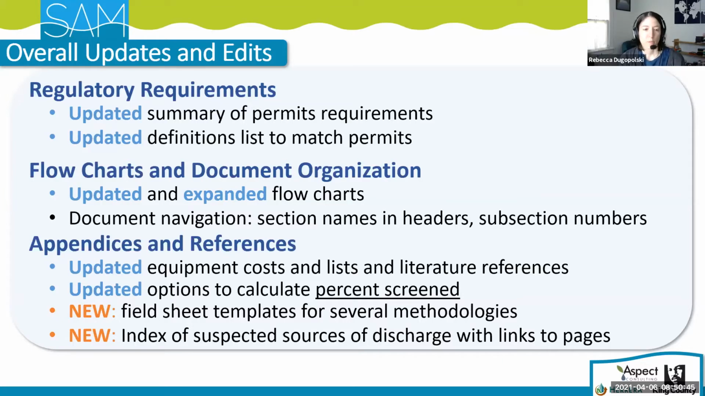In the appendices, Appendix A, we updated the equipment costs and lists and literature references and updated options to calculate percent screened. And then there's also some new information. There's a new field template in, I believe it's Appendix B, with the rest of the field templates. And then there's also a new section 7, which is an index of suspected sources of discharge. So it's an easy way to navigate through the manual. If you already have a suspected source of discharge, that'll point you towards the correct section in the manual that you can then take a look at and find more information on.